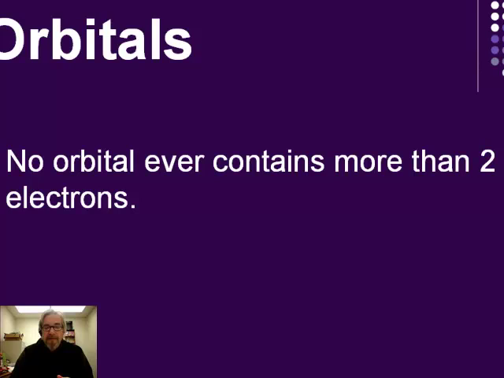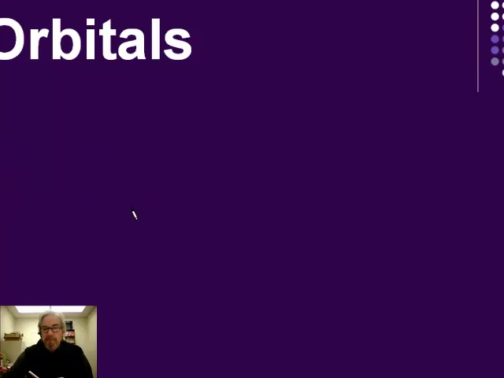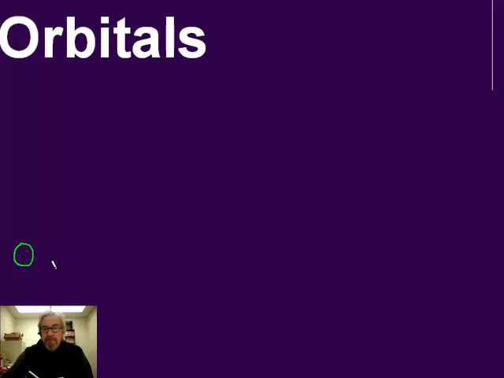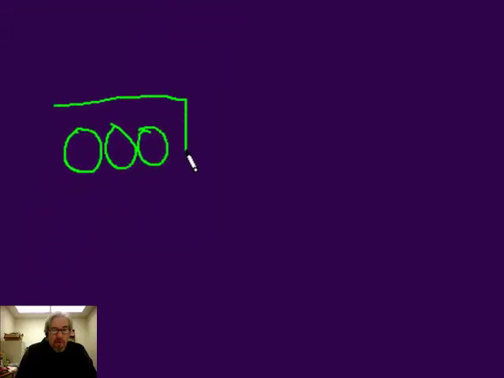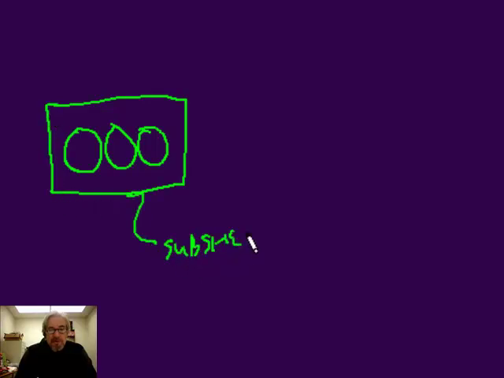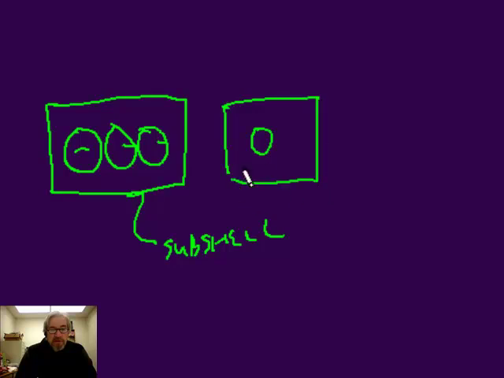No orbital ever contains more than 2 electrons. So an orbital is a region of space that contains 1 or 2 electrons, but no more. And this is kind of how it's organized. I can have an orbital, or 2, maybe 3, and those orbitals might be inside of a unit called a subshell. So a subshell is a group of orbitals. So these are individual orbitals. And subshells, there could be more than one of them. Here's another subshell that has only 1 orbital in it. Here's a subshell that's got 5 orbitals in it.